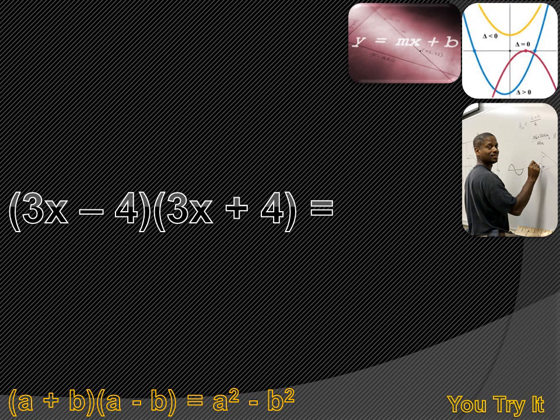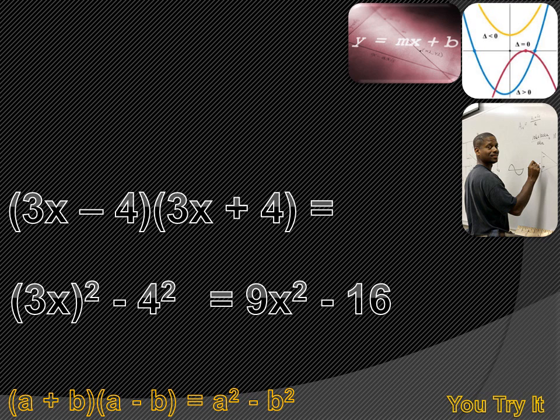Well, my pattern says that my answer is going to be the a term squared minus the b term squared. So, I'm going to have 3x squared minus 4 squared. 3x squared is 9x squared. 4 squared is 16. So my answer is 9x squared minus 16.